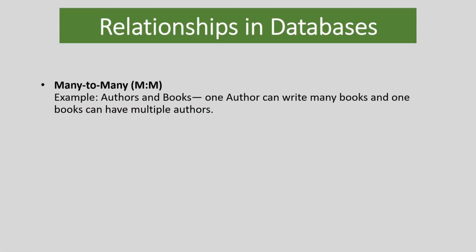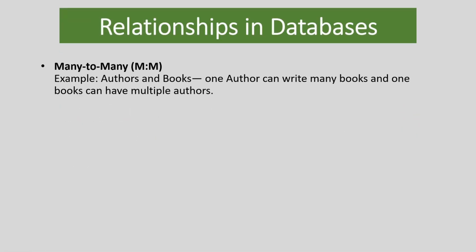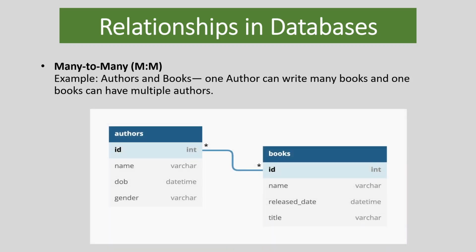And the third type of relationship is many-to-many. This is one of the best examples to understand this. We have author and books. One author can write multiple books. At the same time, one book can have multiple authors, where a book is written by 2 or 3 people. So this is the best example for many-to-many relationships.